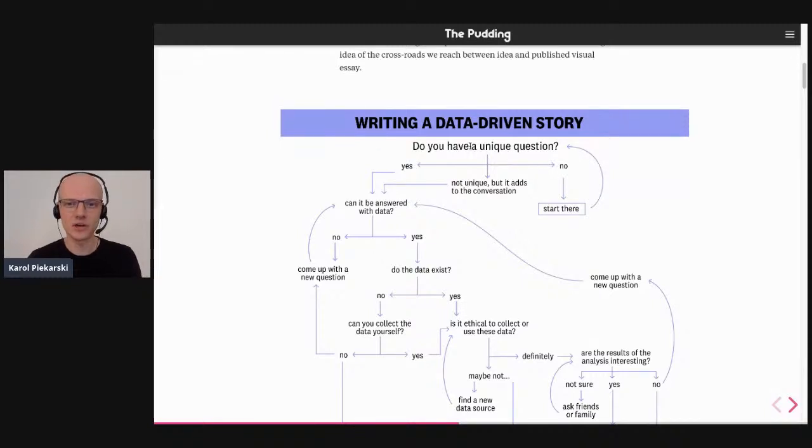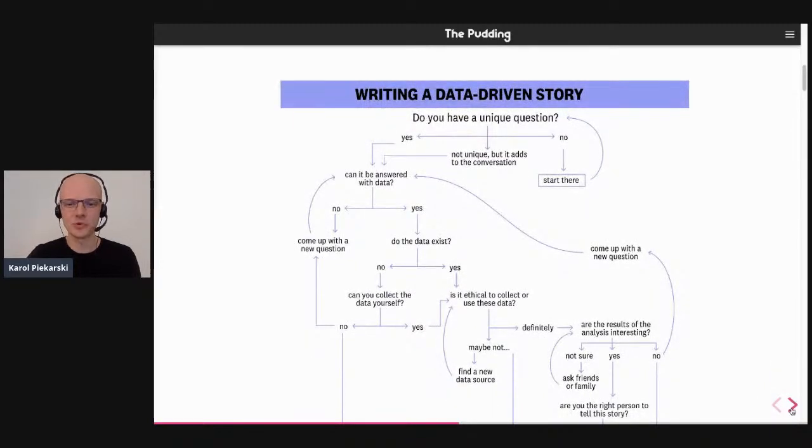So, do you have a unique question? Yes, no. If no, start here, get back. Do you have a unique question? And the second one is, can it be answered with data? Because we've had lots of interesting questions in the lab, but it occurred that we couldn't solve them or explain them without proper access to data. So if you don't have it, you should get back and rethink it. And only if you have it, you go farther.